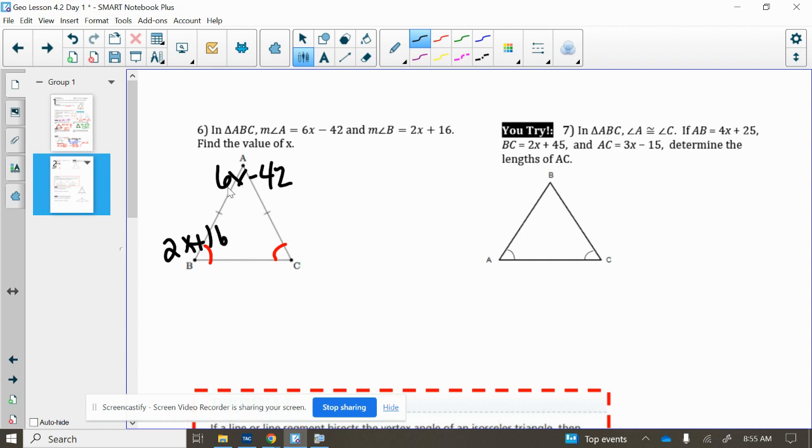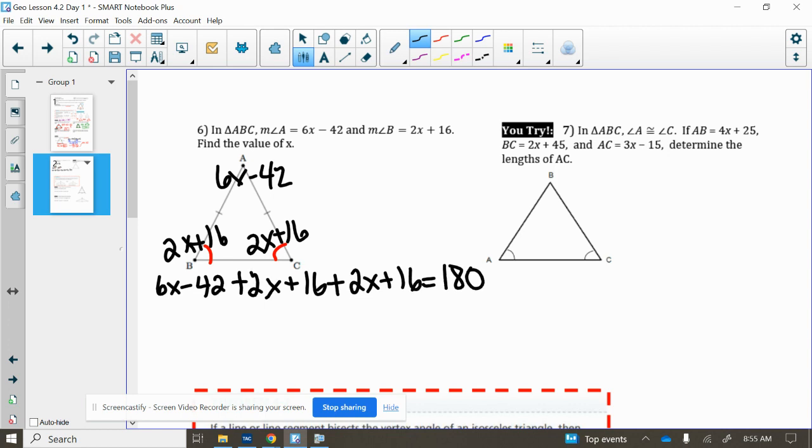It's usually something different. And we don't know currently what the two base angles are to set those equal. But what we can say is that because we know angle B and angle C are congruent because they're the base angles of an isosceles triangle, we can say that that is also going to be 2x plus 16. And then we know that our three angles have to add up to equal 180 degrees total.